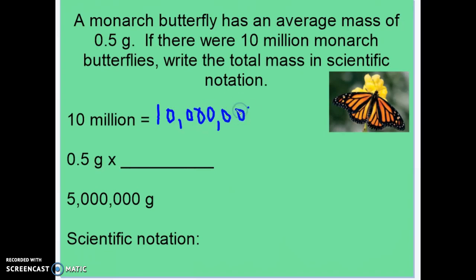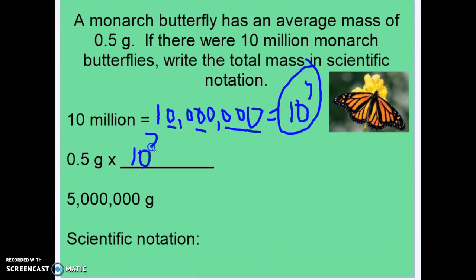Well, what does that look like as an exponent? That would be equal to 10 to the 7th power. So you're going to take one of those monarch butterflies and multiply it by 10 to the 7th power. So times 10 to the 7th. Well, this isn't scientific notation because we have one digit to the left of the decimal, but that digit is a 0.